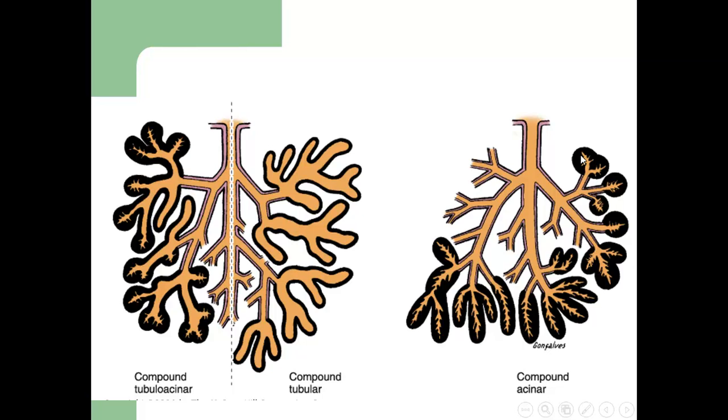Look at this one. It is acinar. This is the duct. It is branching so many times, so it is compound acinar. Look at this one. It contains acini and tubules, so we call it compound tubuloacinar. Okay, so we call it compound tubuloacinar because it contains both shapes. This one contains only tubules and the duct is compound, and this one is acinar and the duct is compound, so we call it compound tubuloacinar.